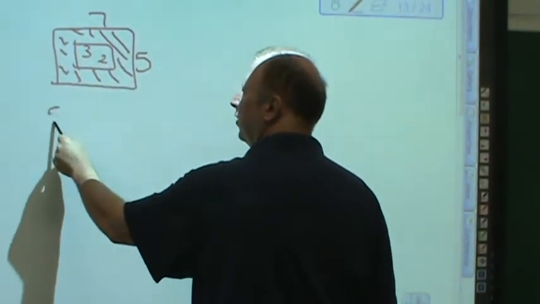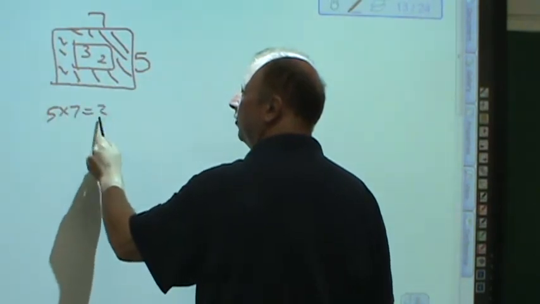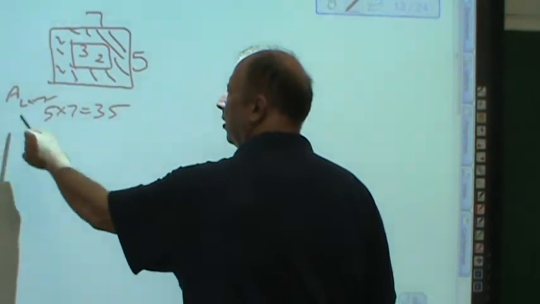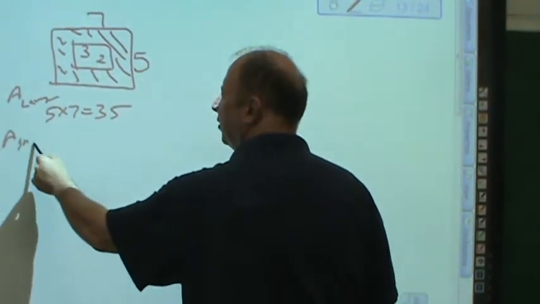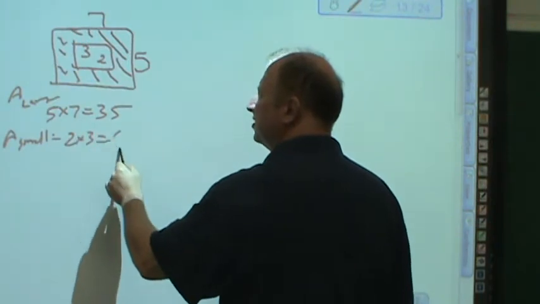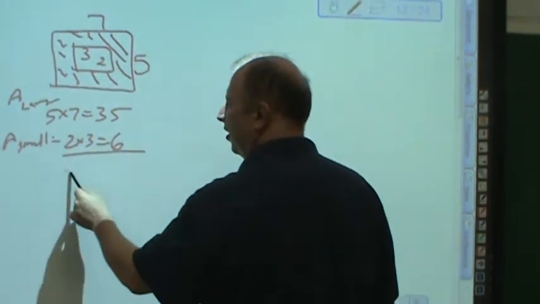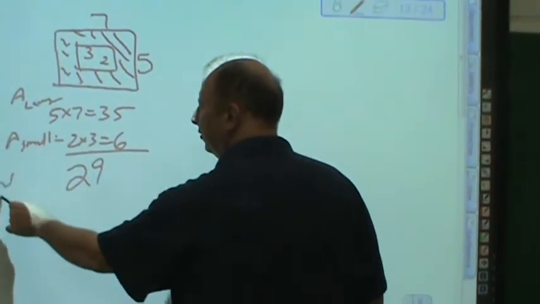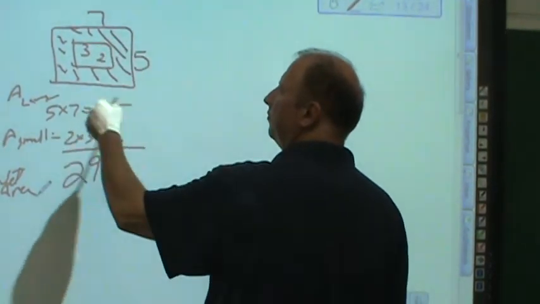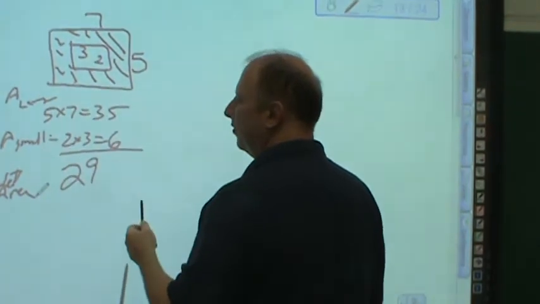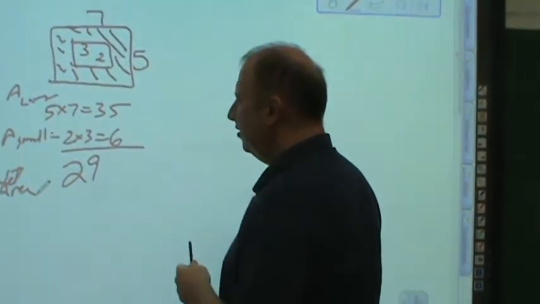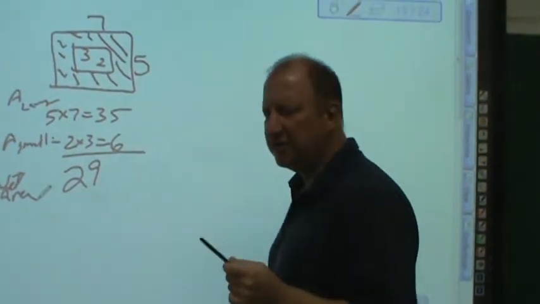Well, 5 times 7 is 35. So that's the area of the large piece. The area of the small piece is 2 times 3, which is 6. So the net area is 29. The area of the big piece, everything put together, is 35. Take away that little piece, 6, and the net area is 29.